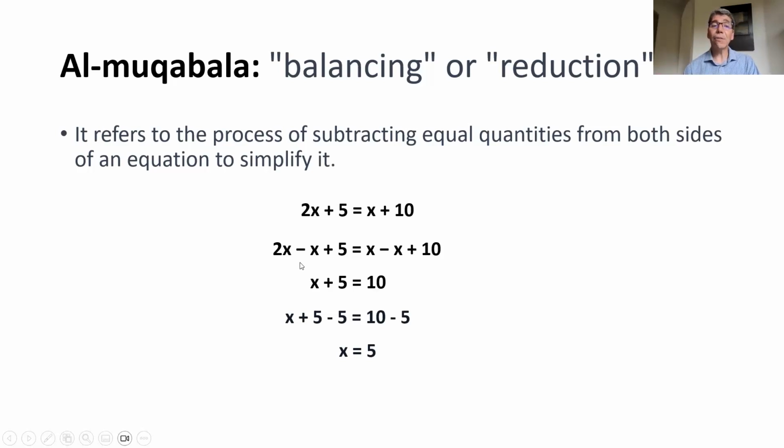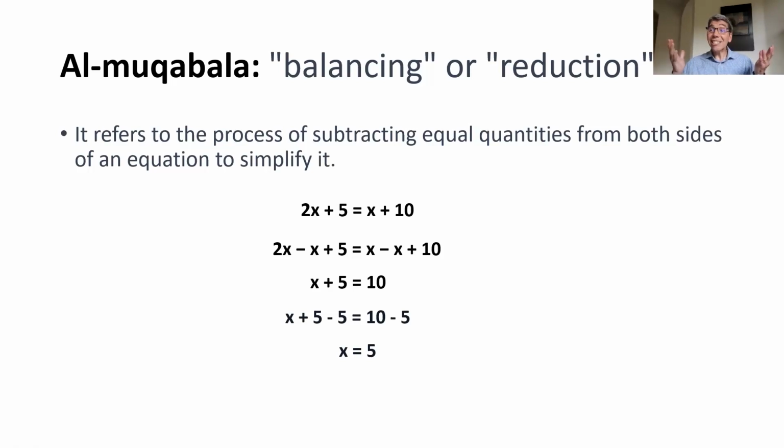And on the left side of the equation, we end up with 2x minus x plus 5. 2x minus x is 1x. So we have 1x here plus 5. And then we use the process of algebra, the other process, to isolate the x here. So I'm going to subtract 5 from both sides, and I end up with the value of x. All right. So far, so good.